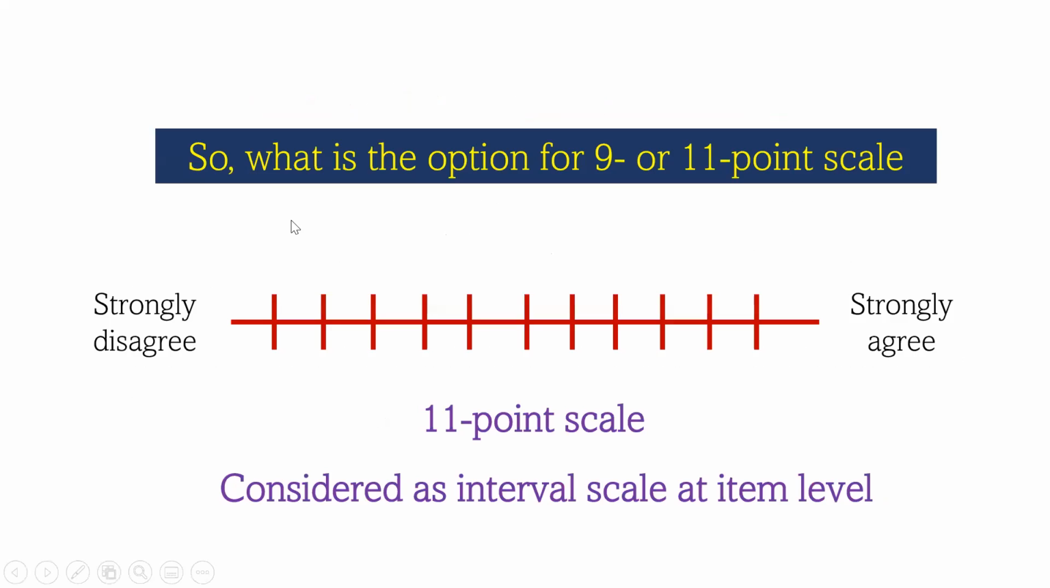In this case, you can see there is a range from strongly disagree to strongly agree, and you can say it is an 11-point scale. These days, they don't write the wordings of the middle points. They have just converted it into the form of an interval scale. That means if strongly disagree is kept at 0, then this will be 1, 2, 3, 4, 5, 6, 7, 8, 9, 10, and so on. So this will be the spectrum of the 11-point scale.